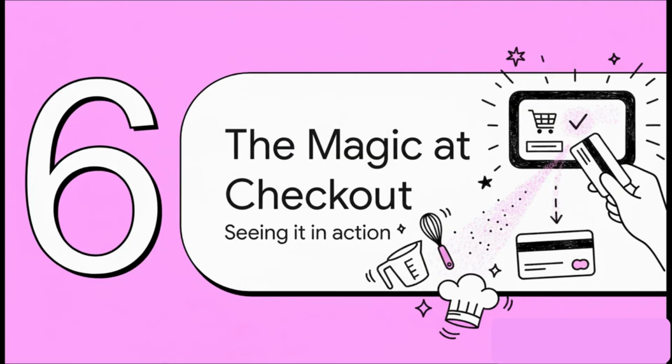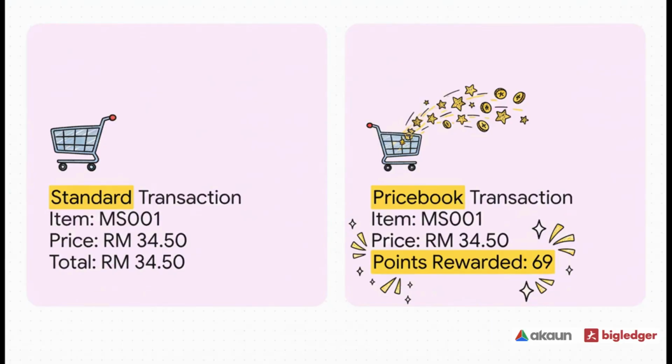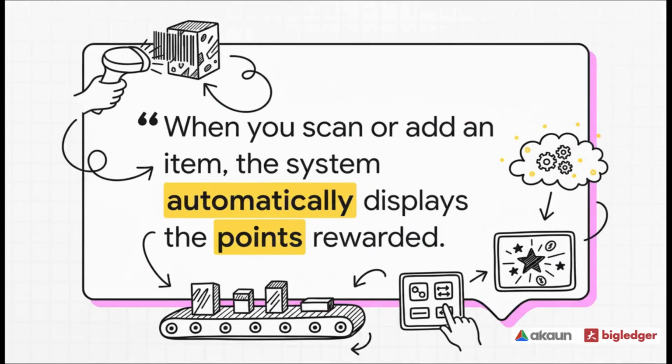So we've built the rules, we've defined the reward. Now for the best part, seeing it all come together. Like magic, right at the checkout counter. Okay, just look at the difference here. On the left, you've got a normal, everyday transaction. But on the right, our VIP member buys the very same item. The price is identical, but check it out. The system sees that all our Pricebook rules have been met, and bam, it automatically calculates and awards those 69 points. The cashier didn't have to press a single extra button. It just works. And that's really the beauty of the whole thing.